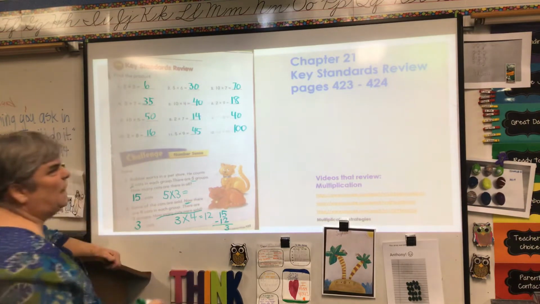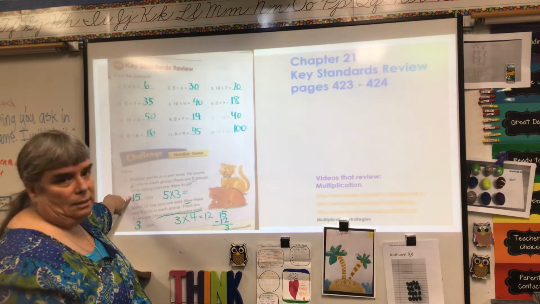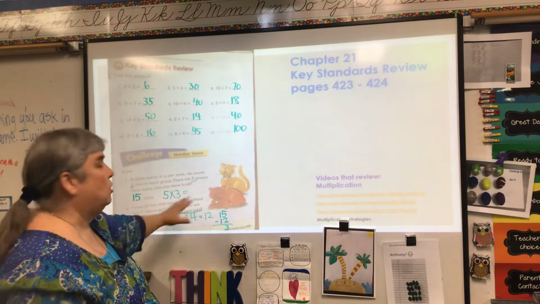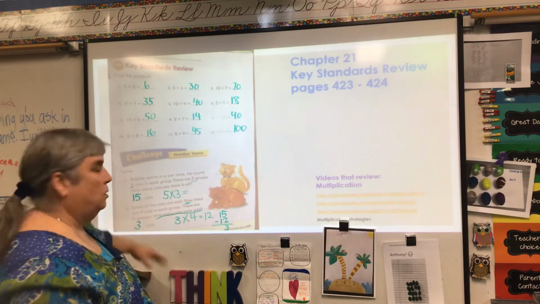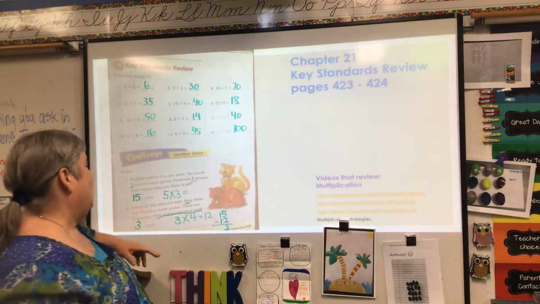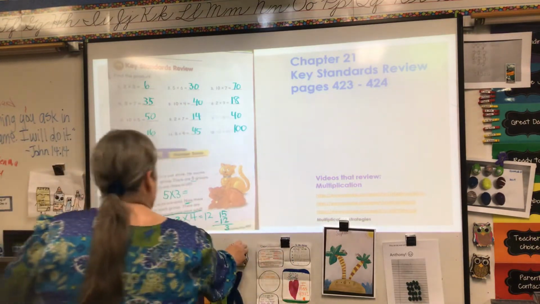Now you could have done that a lot of different ways, but I did it by comparing this problem and my new problem. How many cats are there now? So 3 cats. Compare and contrast. Oh yeah, compare and contrast. You can do it different ways, and that's okay.